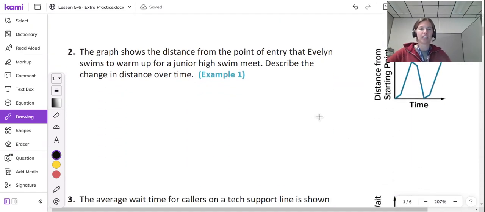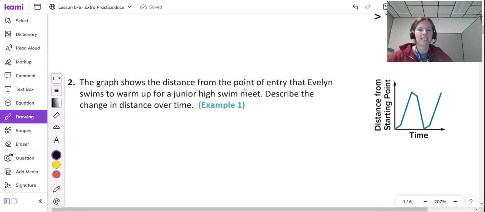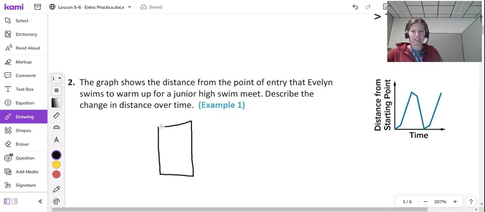Now if we take a look at number 2 here, the graph shows the distance from the point of entry that Evelyn swims to warm up for a junior high swim meet. So if you think about a pool, it's typically a rectangle, especially if you're at a swim meet. It says distance from point of entry. So if she gets in here, she's going to swim getting further from where she entered, and then she's going to swim back in the exact same lane back towards her point of entry.